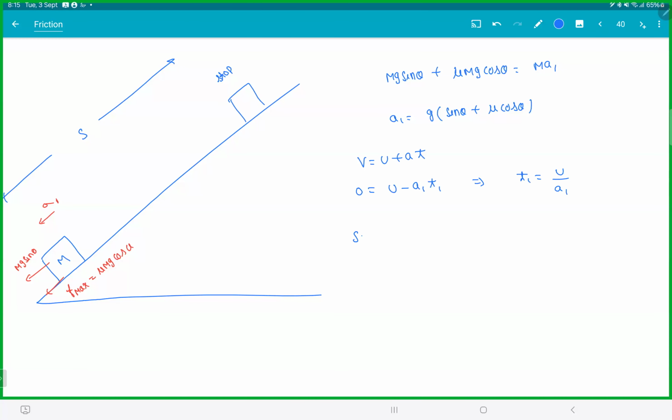What about the distance traveled? V square minus u square is equal to 2as. So final speed 0, u square, 2 into minus a1 into s. So the distance traveled is u square by 2a1. You will see why you need that. You can't write time of ascent is equal to time of descent. Is this step clear, everyone?